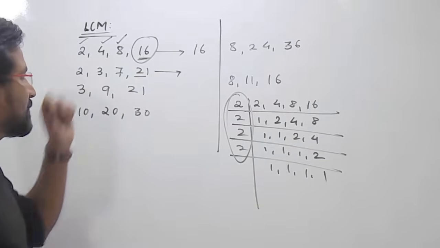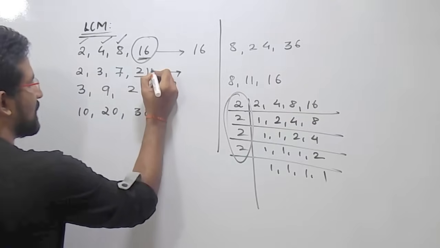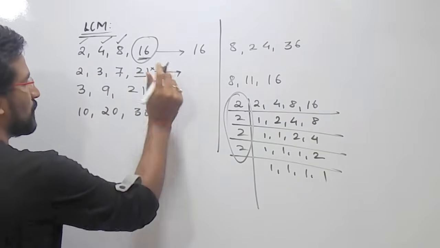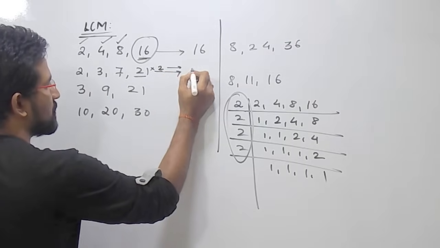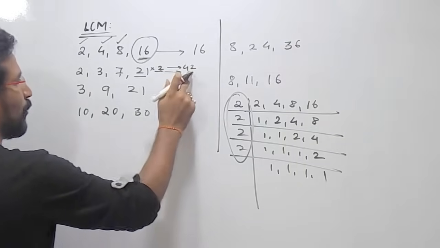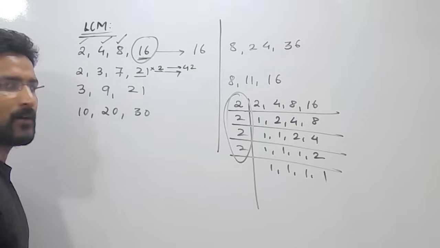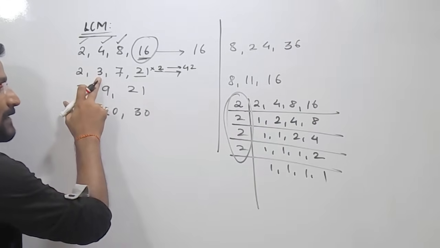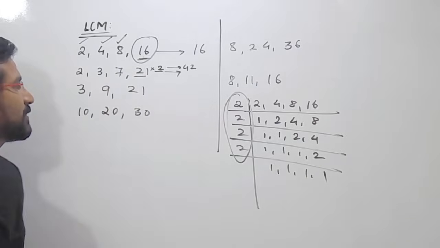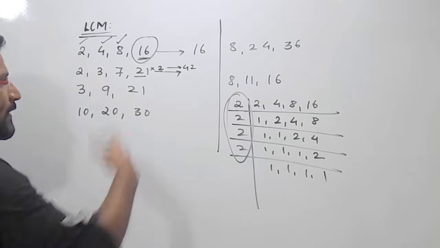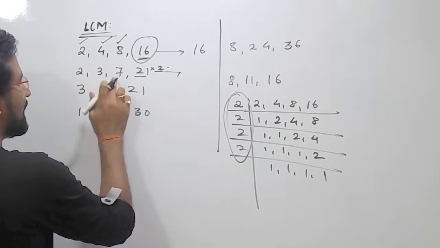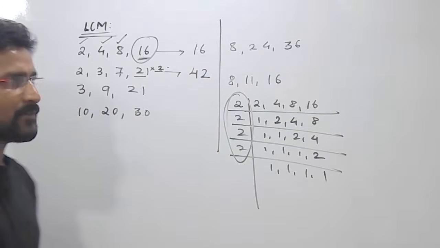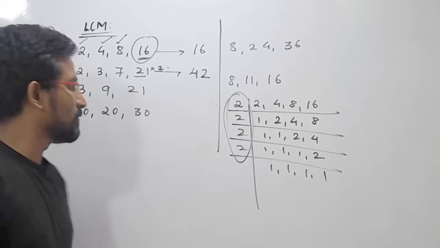No, it's not divisible by 2. So what we are going to do here is multiply that number by 2. 21 into 2, that is 42. Now 42 is divisible by 2, yes. 42 is also divisible by 3, and 42 is also divisible by 7. So now 42 is divisible by all the remaining numbers. So the LCM of 2, 3, 7 and 21 will be nothing but 42.